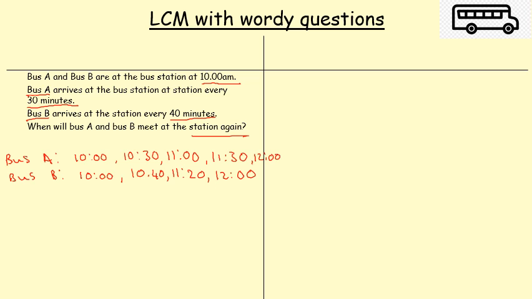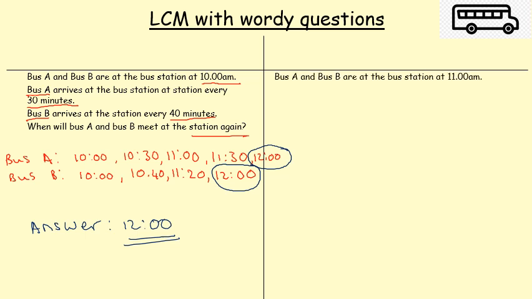You can see that I've added 12 in, and it's just gone over the line there. Please excuse that. So what we can see if we look at both of these lists is the next time those two buses are at the station again is going to be at 12. And that means our answer is going to be at 12, okay?